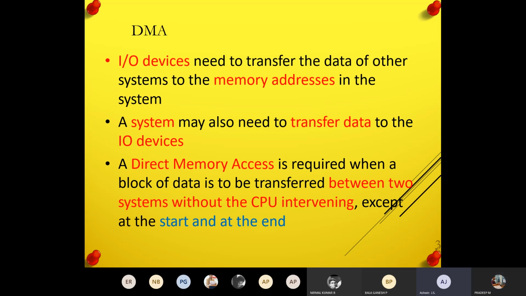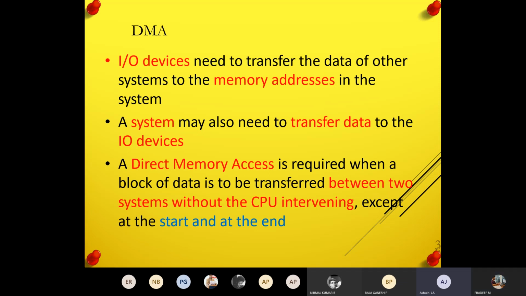So here you can see that DMA, the direct memory access, is required when a block of data is to be transferred between two systems. The two systems can be memory or hardware: hardware to memory, memory to memory, or memory to hardware, likewise, between two systems without the CPU intervening. Okay, yes sir, that is the DMA.